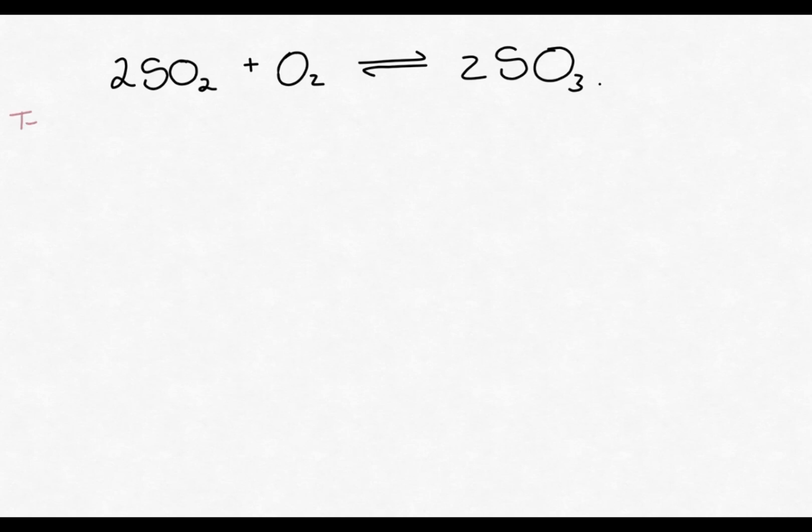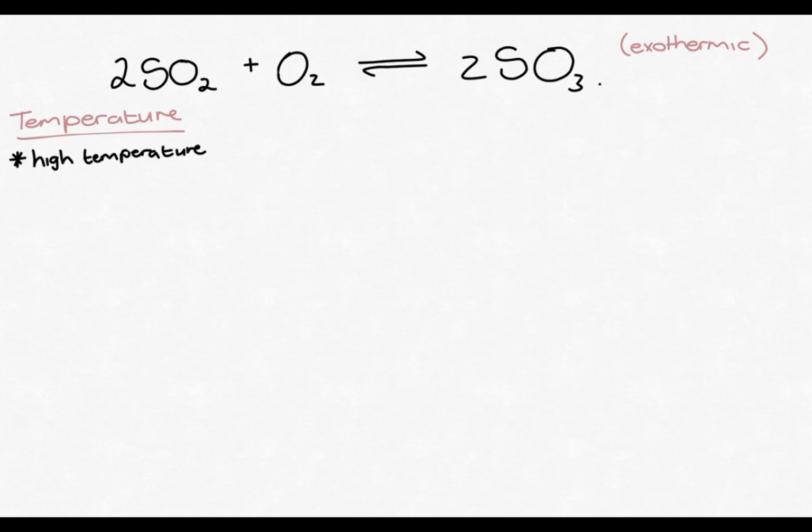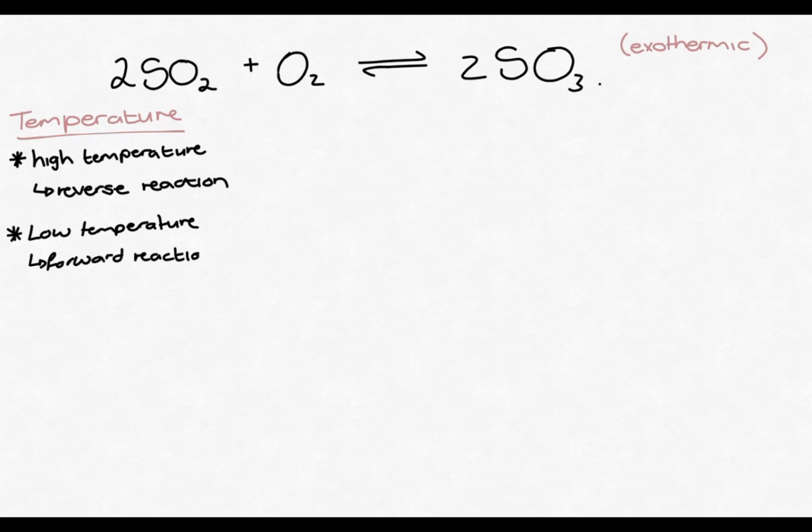Now, the first variable that we're going to look at is temperature. This reaction is exothermic, which means that the forward reaction will be exothermic and the reverse reaction will be endothermic. So if we have a high temperature, it will favor the reverse reaction, that is endothermic. So a higher yield of reactants will be made. But if we use a low temperature, it will favor the forward reaction because this reaction is exothermic. So a higher yield of products will be made.